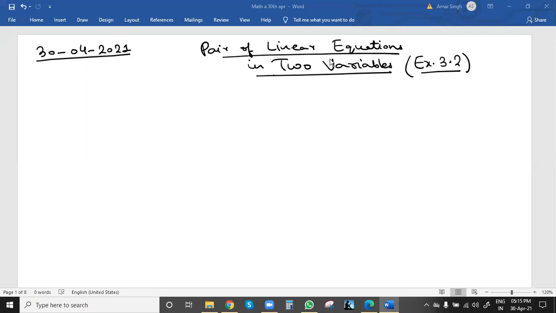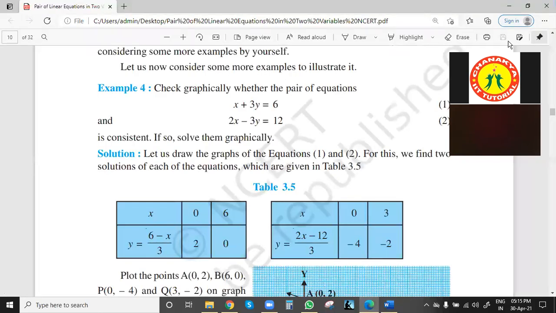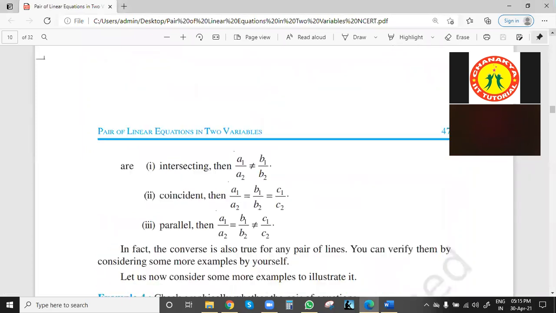So let's start. In today's session, we will see exercise 3.2. It's the graphical method, because in 3.2 we have the graphical solution. So here I have shared my screen.